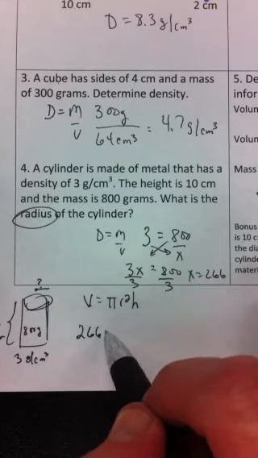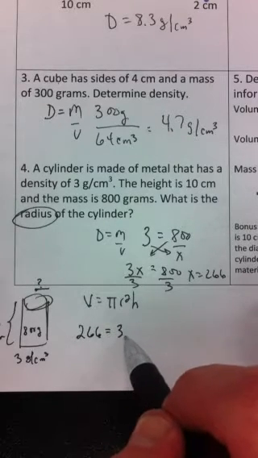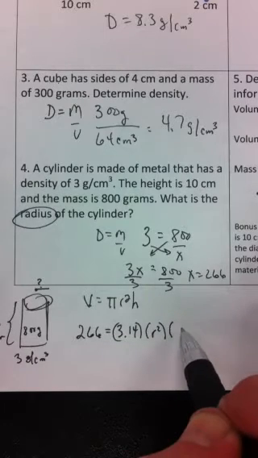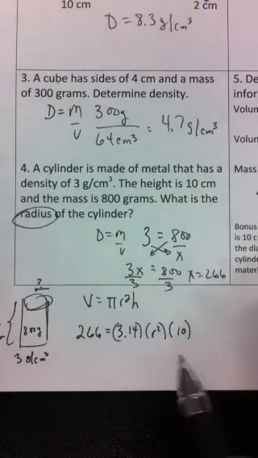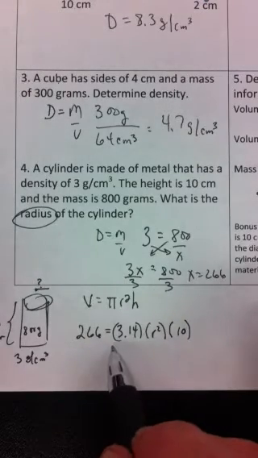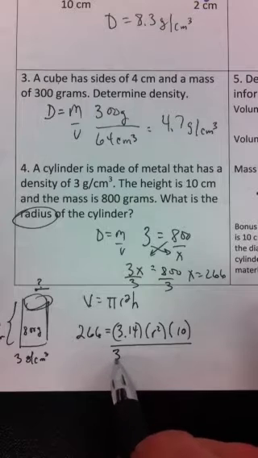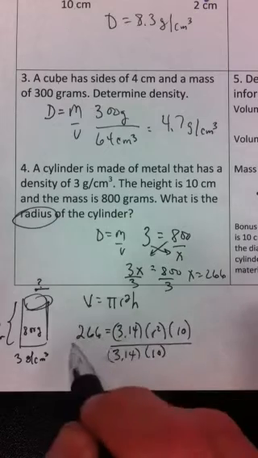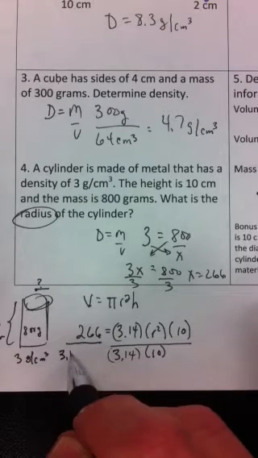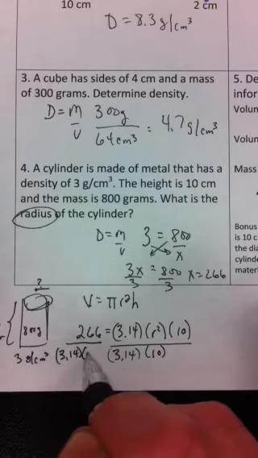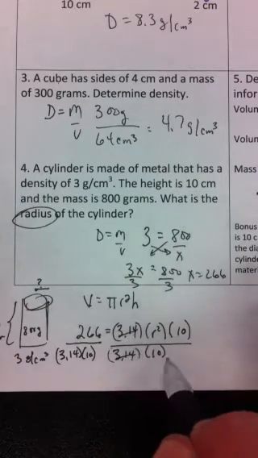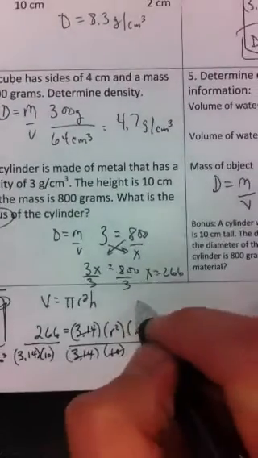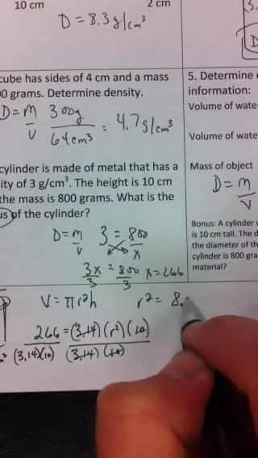So in other words, the volume is 266, and it is equal to 3.14. We don't know the radius. We do know the height. So now we need to get rid of everything that's doing something to R. This is just simple algebra. When we do it to one side, we have to do it to the other side. So those cancel, and we're going to be left with R squared is equal to about 8.5.